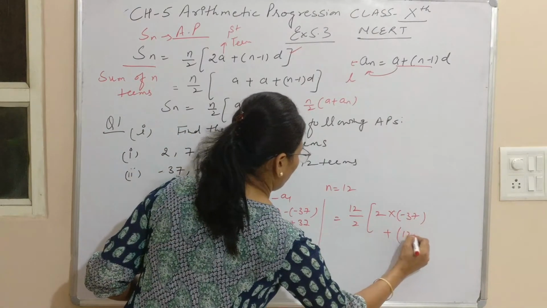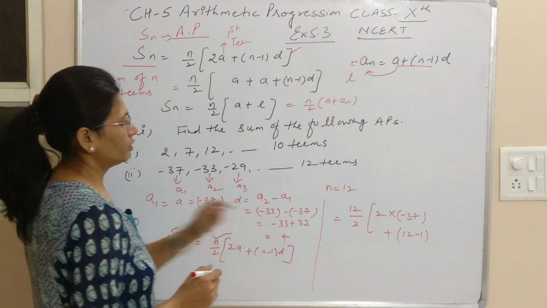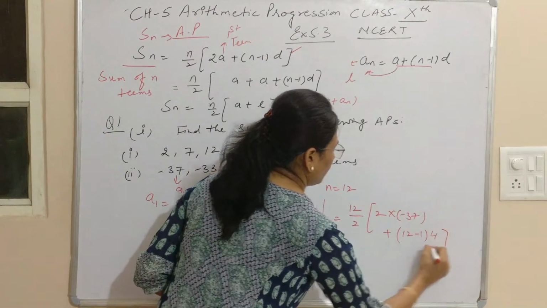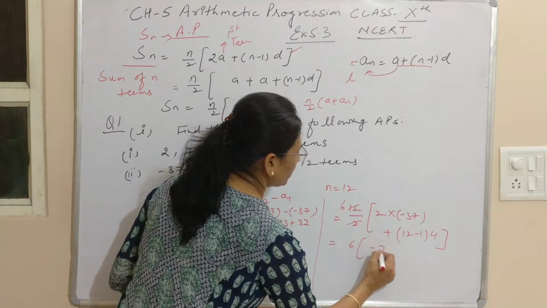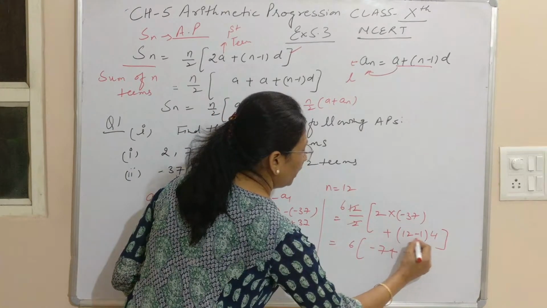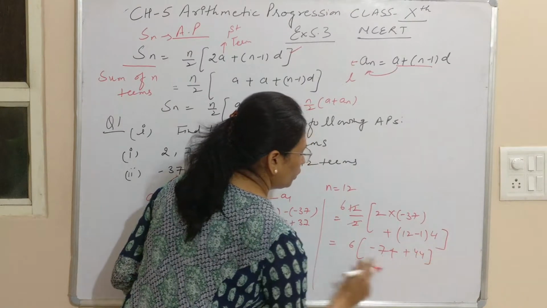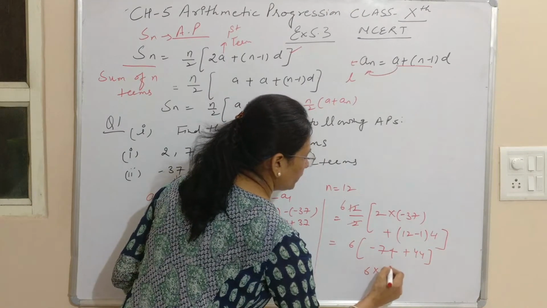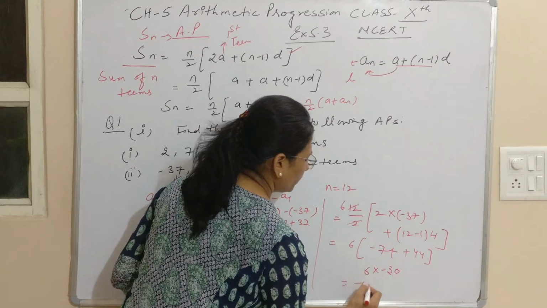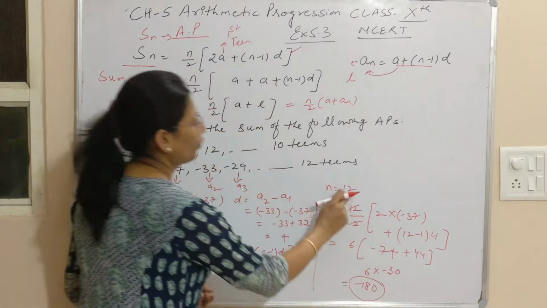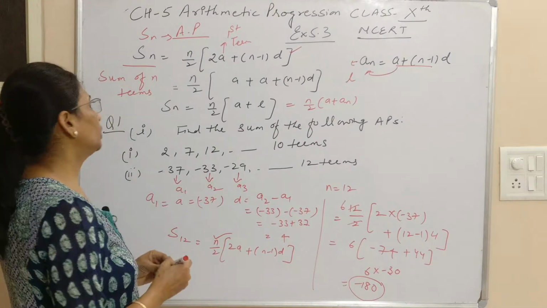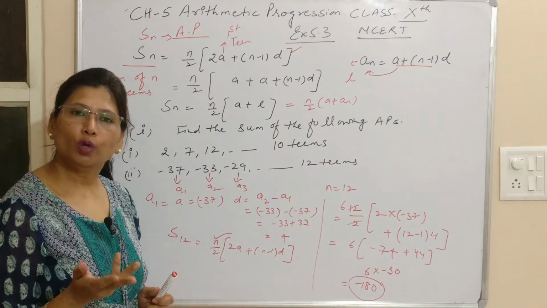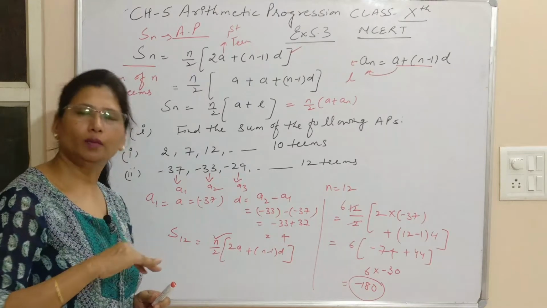N is 12. And how much is common difference? This is 4. We'll just solve it. This is 6 and this is minus 74. This is 11 into 4, 44. So 6 into this is minus 30. So this becomes minus 180. So it means sum of 12 terms is minus 180. So this is question number 1. We have to solve the other parts of question 1 in a similar way.